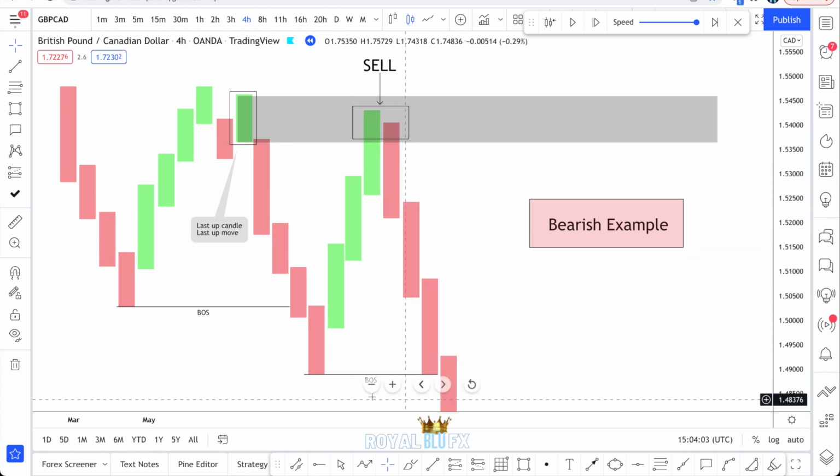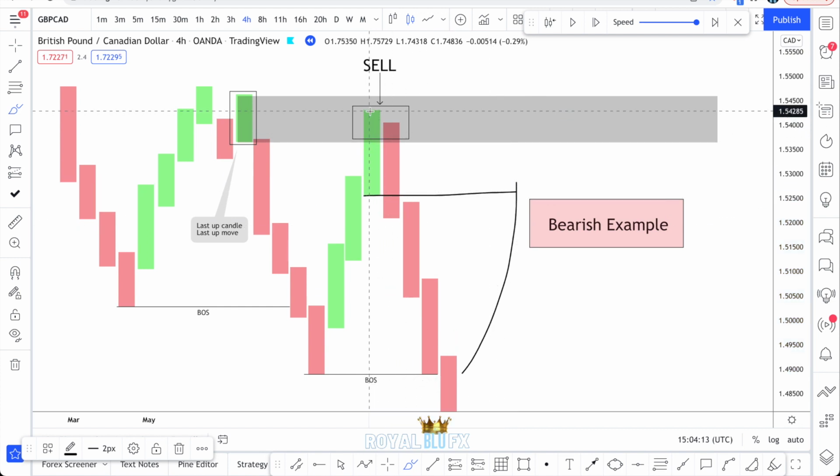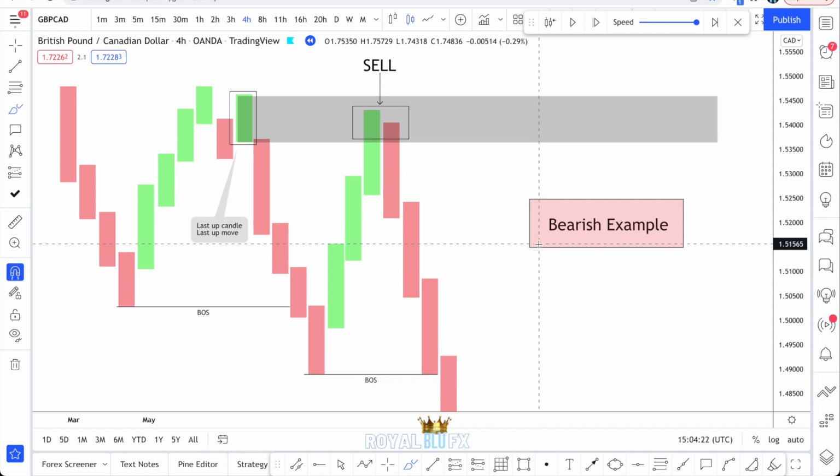Notice again here, we had another break of structure. Typically the market should come back now to the last bullish candle or bullish move, which would be right here. This is where price will test and then bring price down. It's very simple, very easy. This is how order blocks are seen in the market.